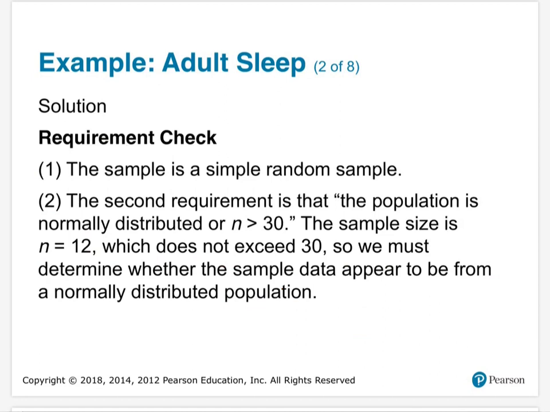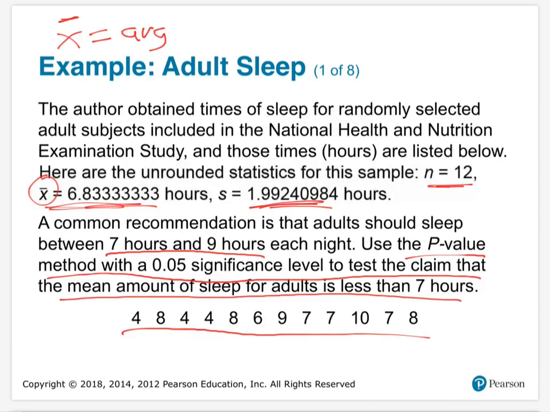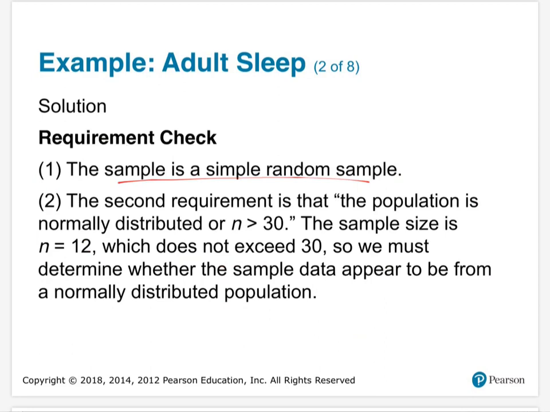All right, so how are we going to do it? Is it a simple random sample? Yeah, they said it was simple random somewhere. There it is. Randomly selected adults. So they grabbed 12 adults at random, and they found the average number of hours they slept is 6.833. There's the standard deviation. And the sample size is n equals 12.